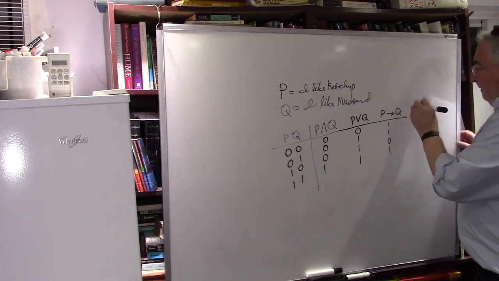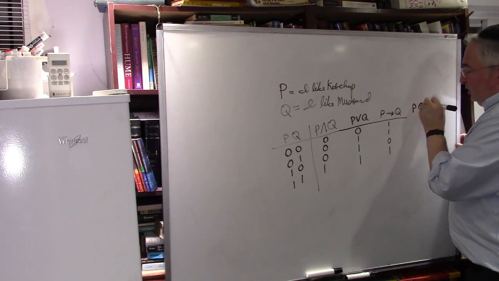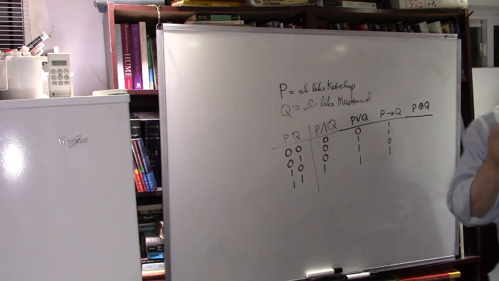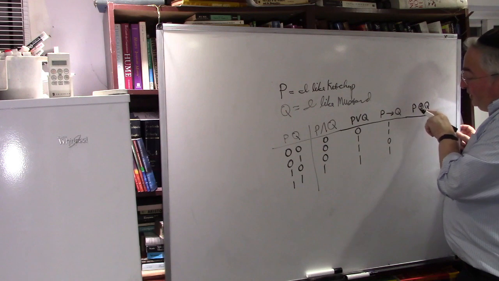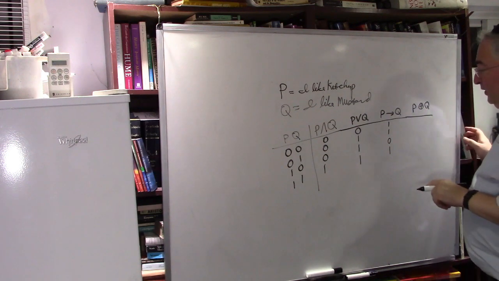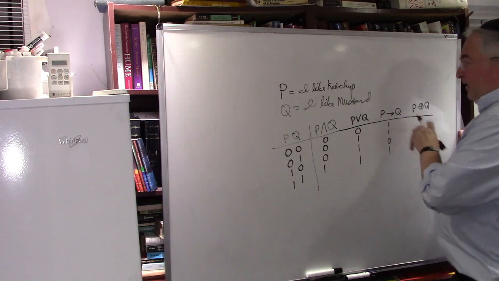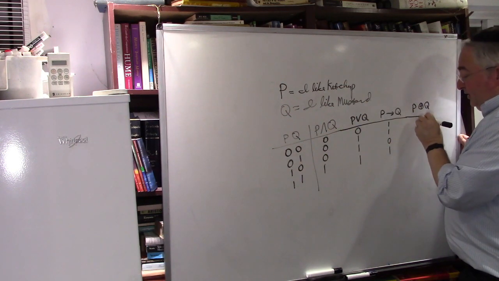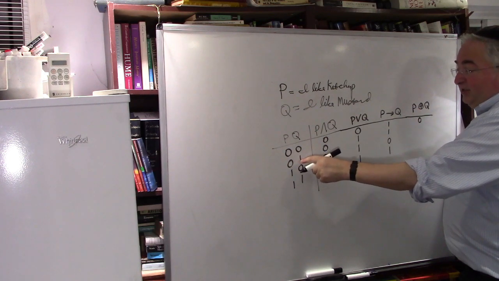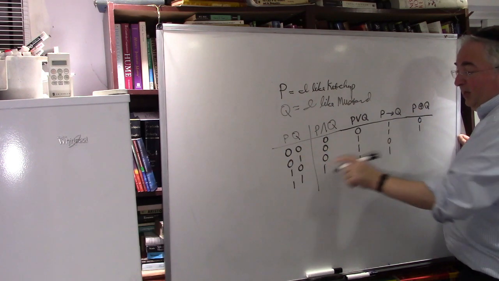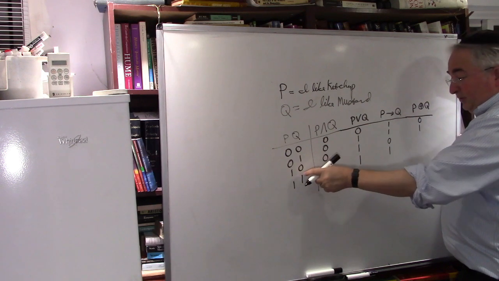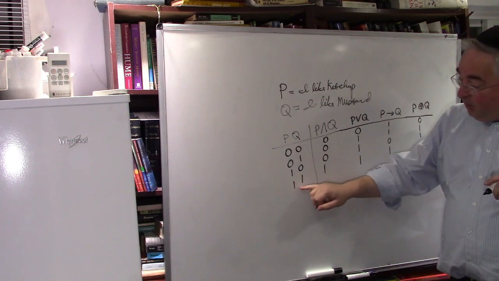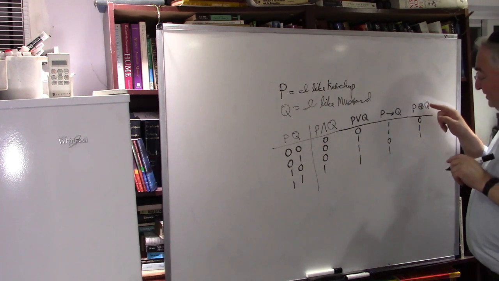Okay, how about this? P plus Q. Now this is exclusive or. This is true or this is true, but not both. Okay, so let's see, I like ketchup or mustard, but not both. If I don't like ketchup or mustard, then this is a false statement. If I like mustard but not ketchup, this is a true statement. If I like ketchup but don't like mustard, it's a true statement. The only thing that's different is if both of them are true, then this statement is false.